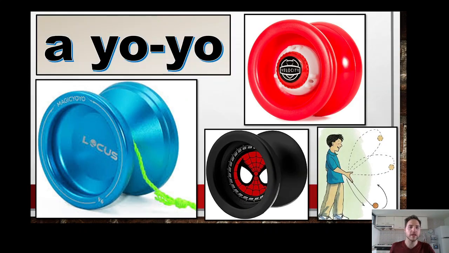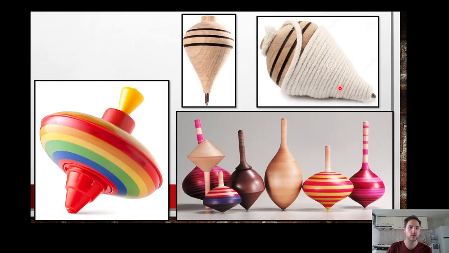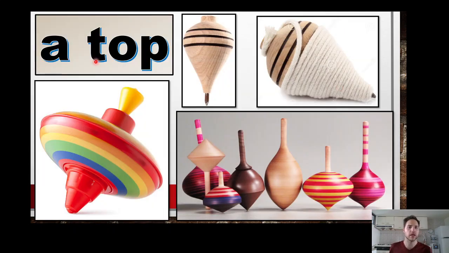Your next one here is a yo-yo, a yo-yo. So to write this one, it's A space Y-O-Y-O, right? And a yo-yo, like we said, you play with it by spinning it. And normally yo-yos are many different colors, or they have lights, or you can get something like the Spider-Man yo-yo over here.